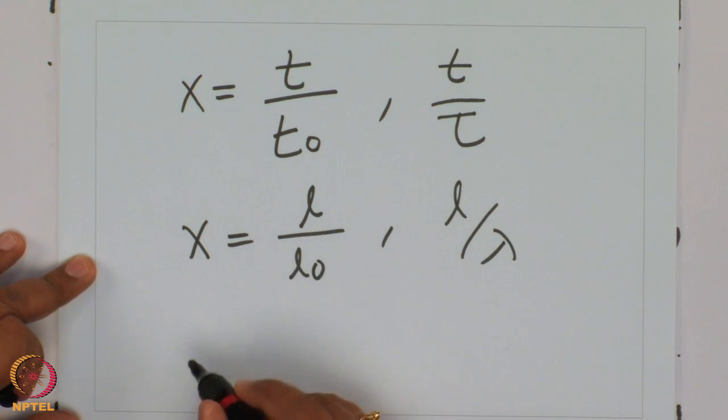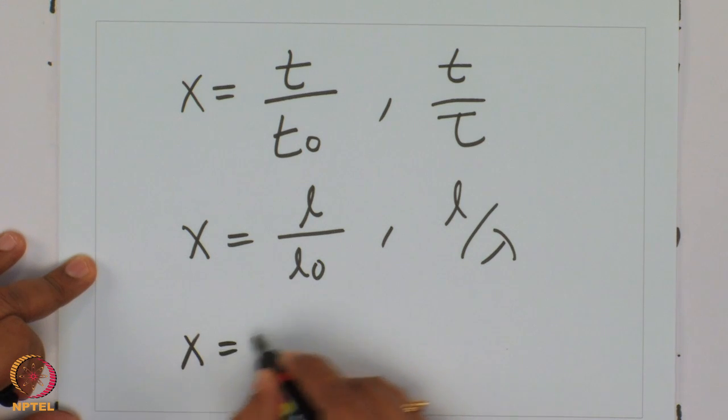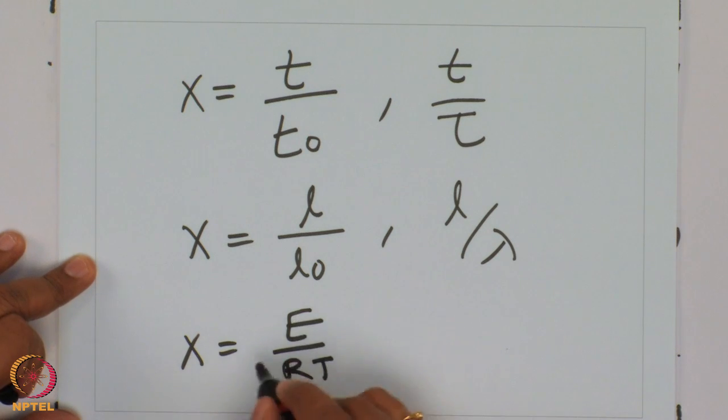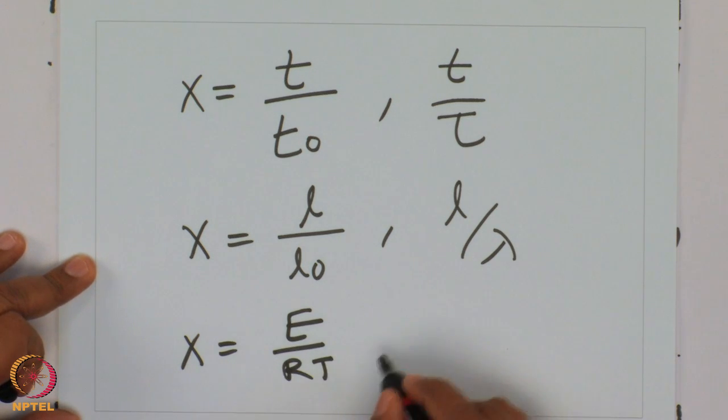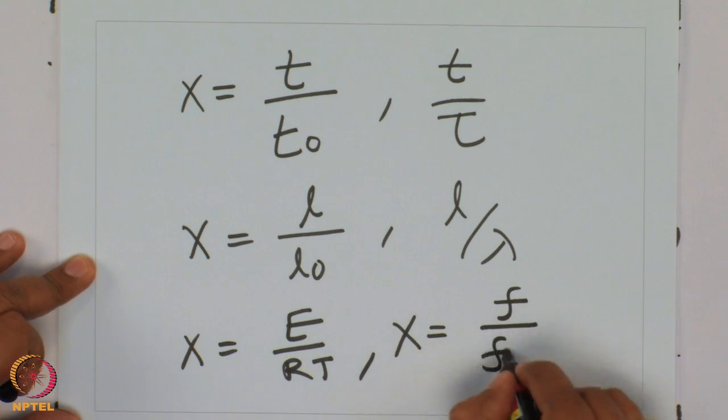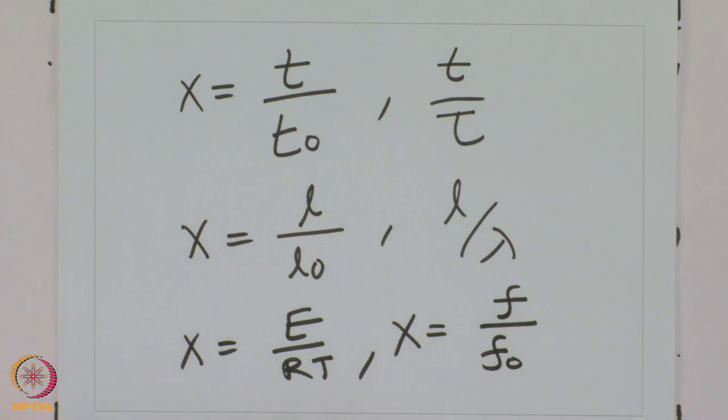Therefore, very often x can also be written as E by RT. RT has a dimension of energy, E also has a dimension of energy. So this is a ratio of the two. Or it can be written as F by some F naught. This is some force, this is some other force. So a ratio of two quantities which have the same dimension. Very often whenever you see e power something, the quantity in the power, e power x, that x will always be a ratio of two quantities such that x has no dimension.